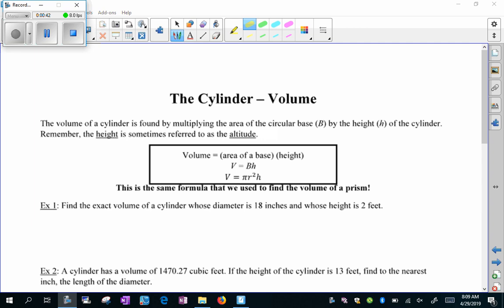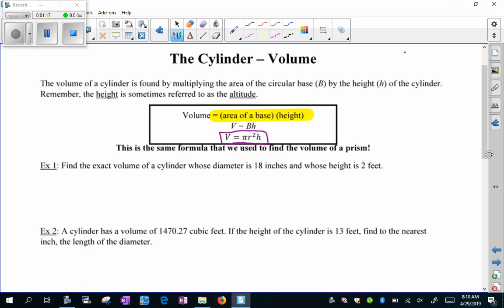So the volume formula is going to be the same. Area of the base, that's big B. So let's highlight that. Times the height. And that big B this time is going to be that circle that I just talked about. The area of the circle is going to be pi r squared. So this is going to be our formula for volume of a cylinder.